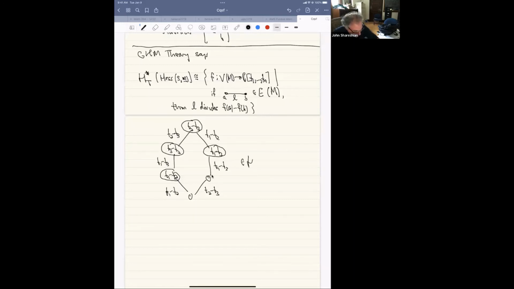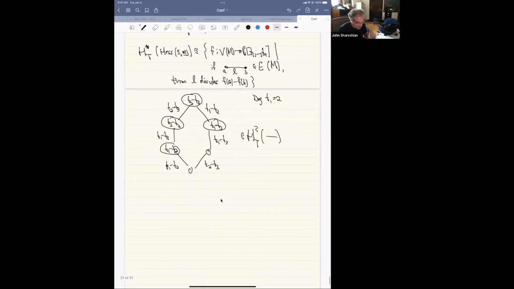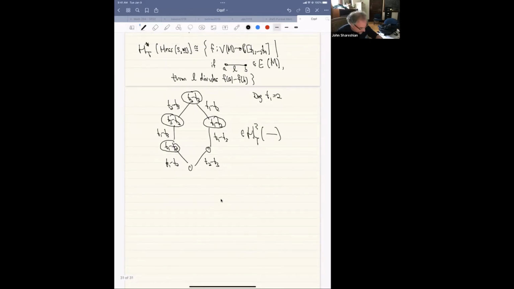This actually lives in H2 of our Hessenberg variety. The degree of each Ti is 2. So linear polynomials will correspond to elements of H2, quadratics to H4, and so on. Okay. All right. So this is how it looks, and this is the GKM theory. It gives you a whole lot. And now I want to observe that this, I don't care that it's equivariant cohomology. It's just some ring, with the multiplication and addition location-wise, as usual.